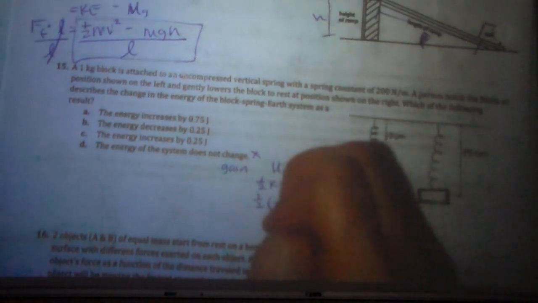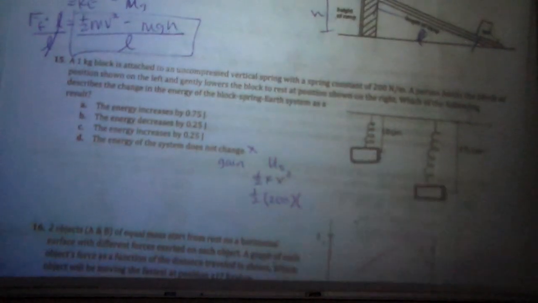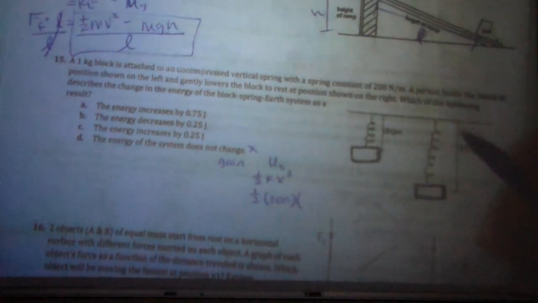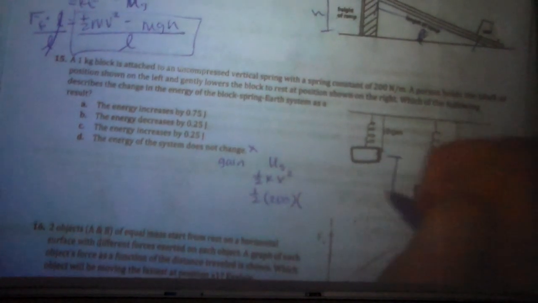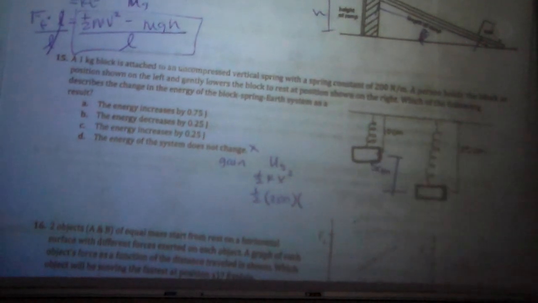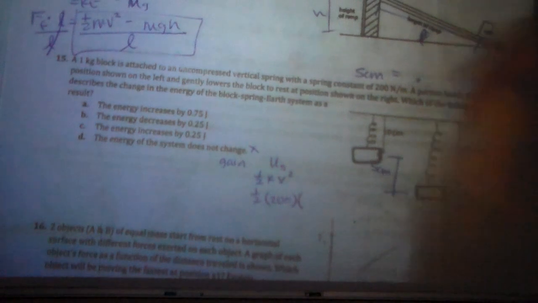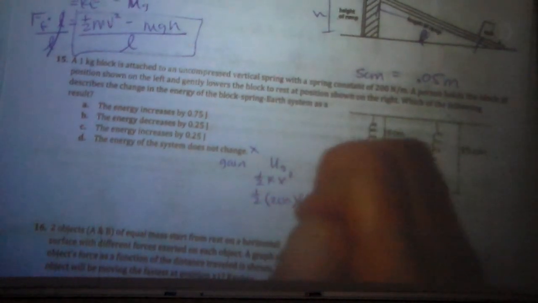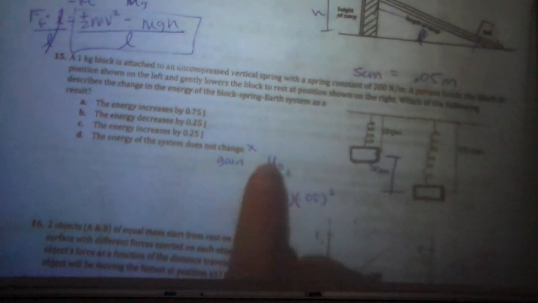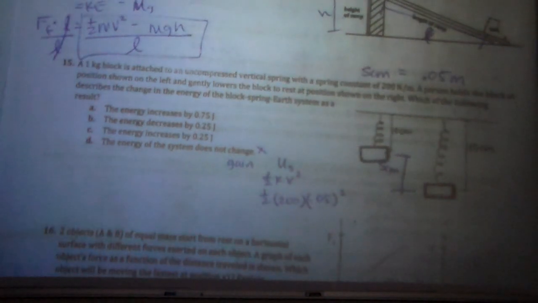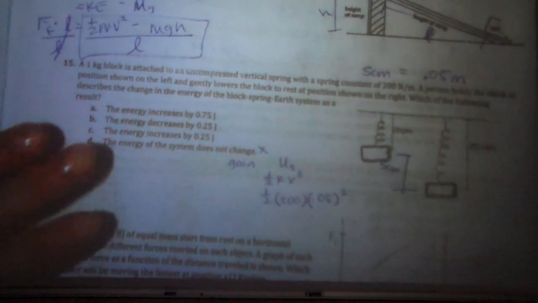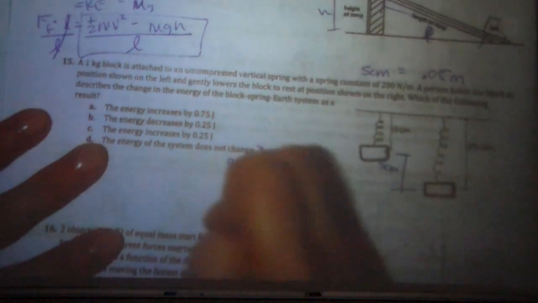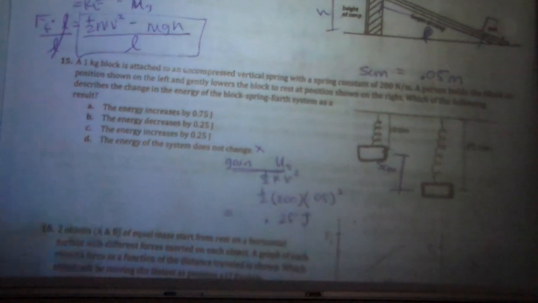K is given, it's 200. X is the displacement. So at first it was 10 centimeters, now it's 15 centimeters. So my x is 5 centimeters. But I don't use centimeters, I use meters, so I divide by 100, that's 0.05 meters. So however much spring potential energy I have gained is 0.25. So that's how much spring energy I've gained.